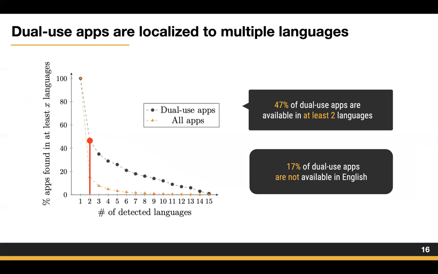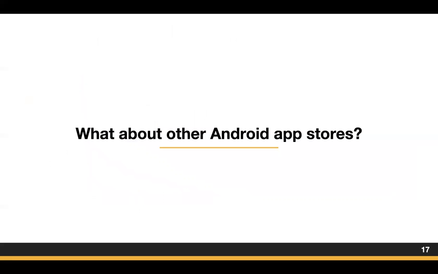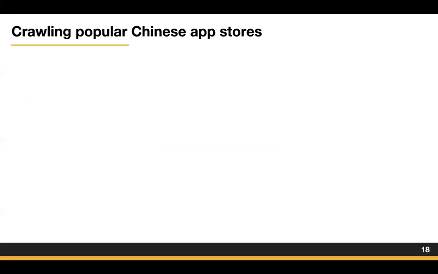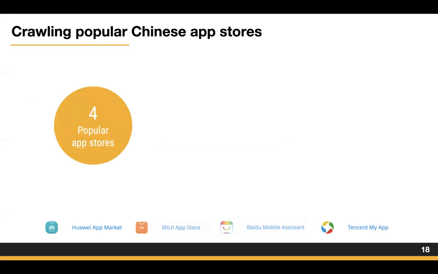We looked at apps found in Play Store, but there are more official Android stores. So what about these stores? Can abusers find dual-use apps there easily? To answer this, we crawled 4 popular Chinese stores. We picked Chinese stores because Google Play is blocked in China. And since many Android users speak Chinese, we considered crawling stores accessible in China.